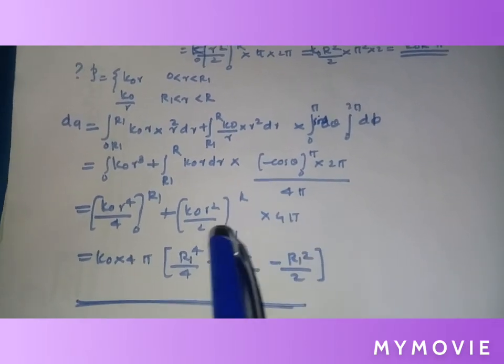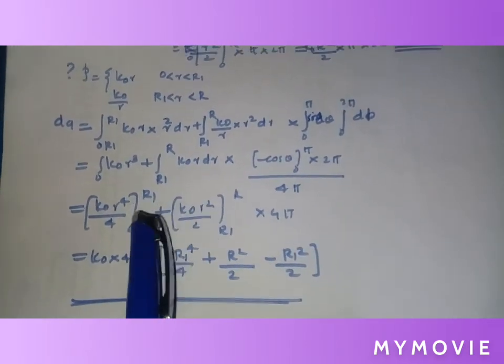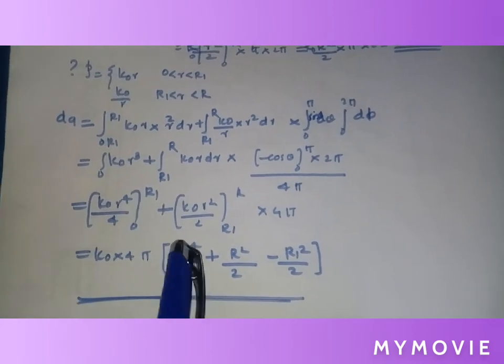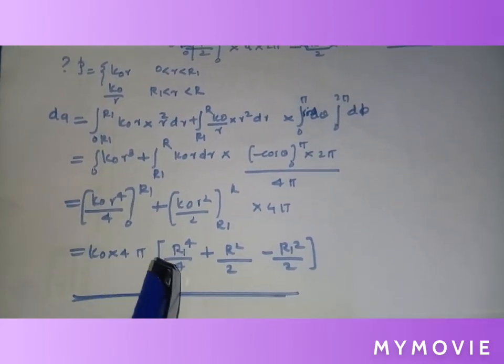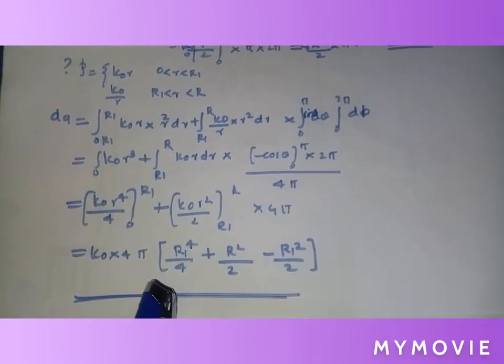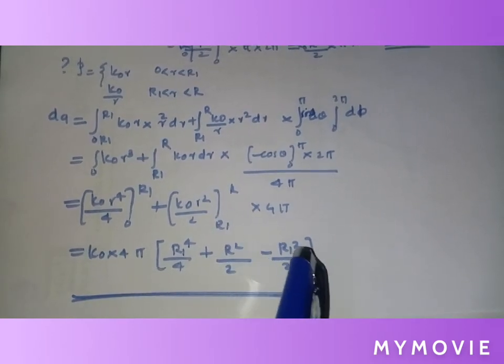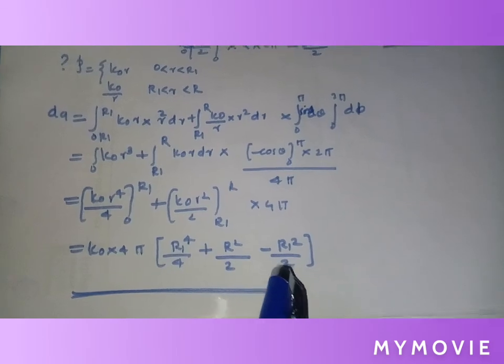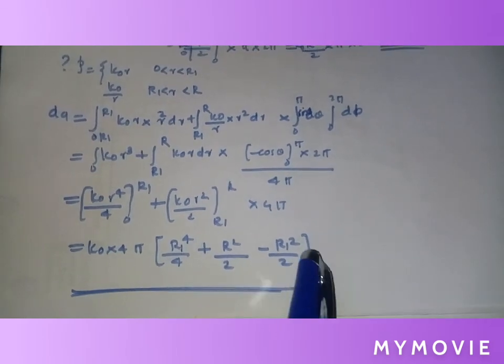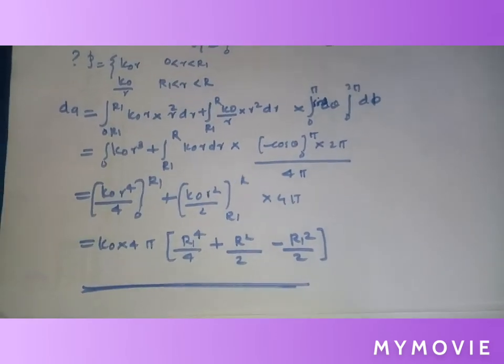Here we get 4 pi, and after substituting the upper limit minus the lower limit, we get the answer as k naught into 4 pi, R1 power 4 divided by 4 plus R square by 2 minus R1 square divided by 2. This is the answer for this question.